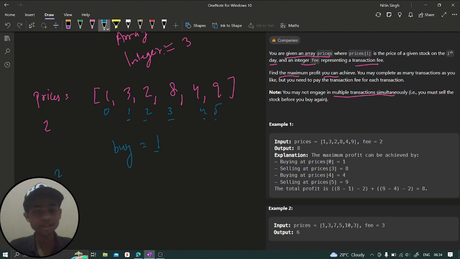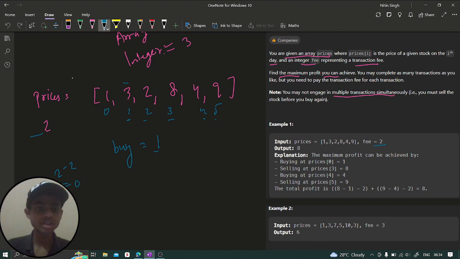Now I have to subtract the transaction fee as well, which in this case is 2. We have written it over here as well. So 2 minus 2 is nothing but 0. There is not going to be a profit, but also not a loss. So if I sell on this day, the profit is going to be 0.